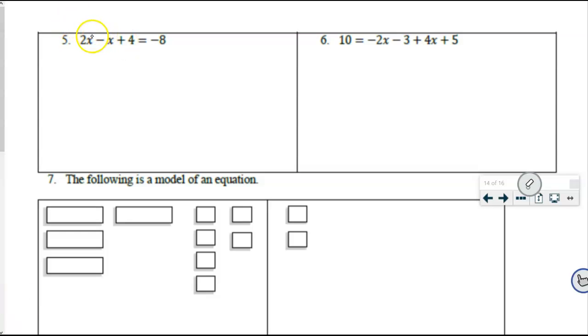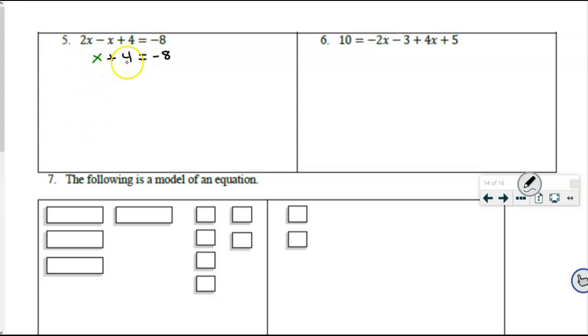Okay, when I walked around the room, it looked pretty good here on this one. We have an expression equal to an expression, but we've got to simplify this first. And when I simplify this, 2x minus x, you all agree that that's going to be 1x left over, right? 1x plus 4. That's now simplified, but it is still an equation, so that simplified version is still equal to negative 8.